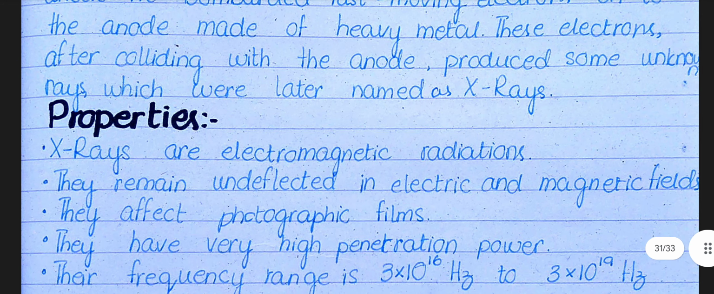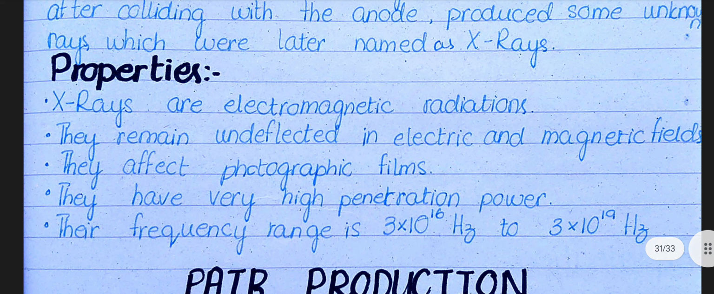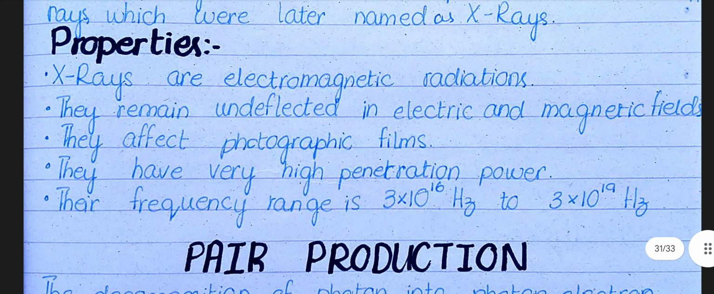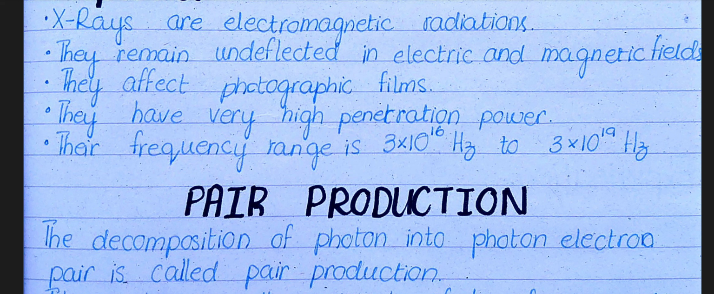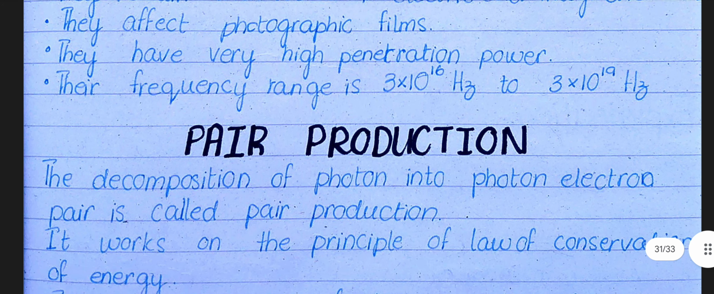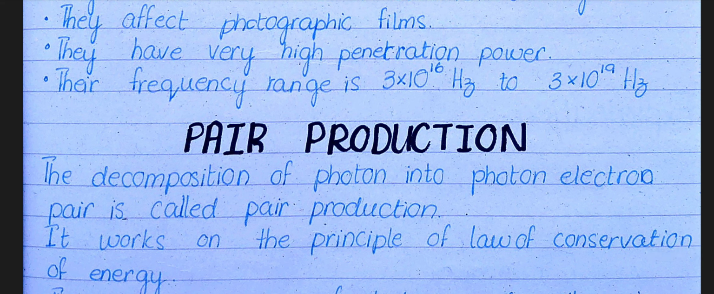Properties: X-rays are electromagnetic radiations. They remain undeflected in electric and magnetic fields. They affect photographic films. They have high penetration power. Their frequency range is 3 multiplied by 10 exponent 16 hertz to 3 multiplied by 10 exponent minus 3 multiplied by 10 exponent 19 hertz.